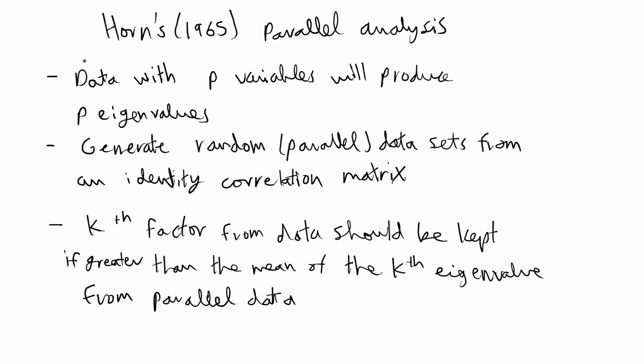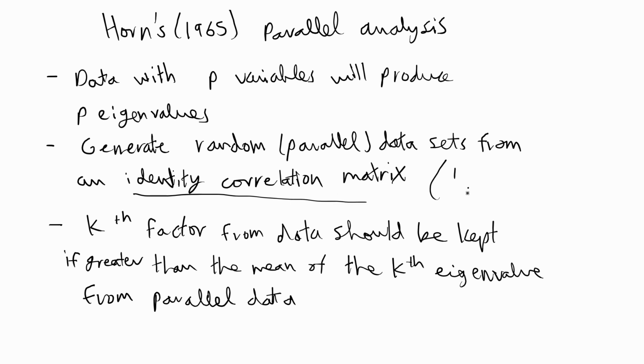When you have a data set where you collect data for a certain number of samples and you have a certain number of items or variables, let's say that you have p variables in your data set. Any data set with p variables will automatically have p eigenvalues by definition of what eigenvalues are. Then, if you want to know how many of those eigenvalues you want to keep, or which ones are significant, you can do parallel analysis, where you generate random data sets from an identity correlation matrix.